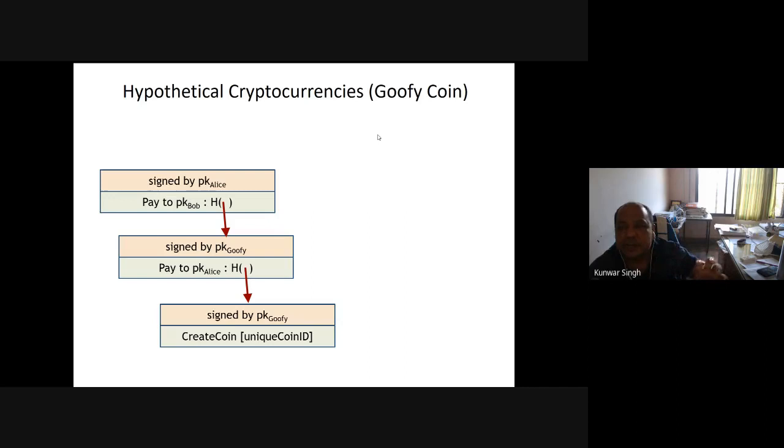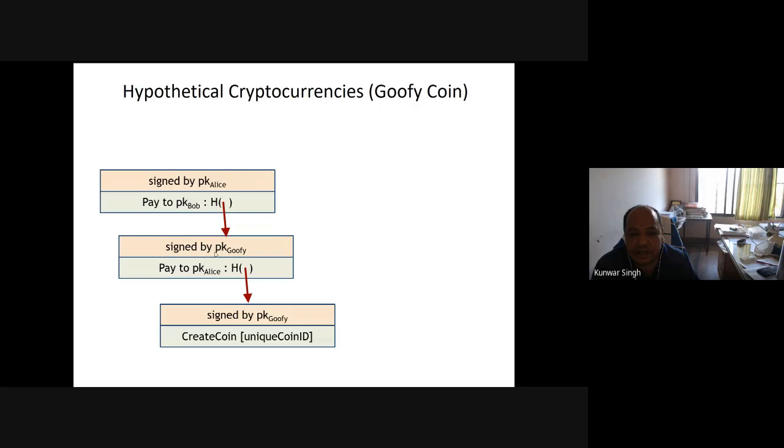Then you give it to someone. So similarly, you can also create some cryptocurrency, digital currency. So what you can do is you create some coin, okay, a digital coin. Let's say you created this coin. Okay, we write digitally one Bitcoin, and Goofy got it. Goofy has that one Bitcoin. So now he wants to give this one Bitcoin to Alice. So he will make a signature there and pay to Alice.